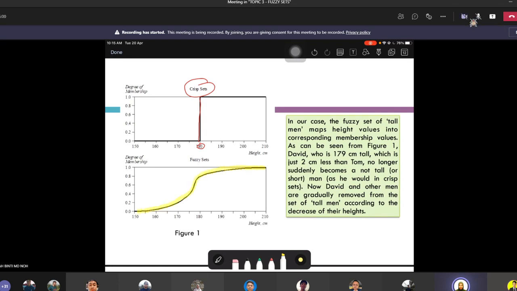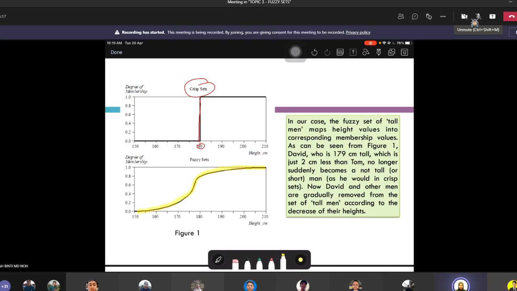So the line can be in any different shape. Sometimes it is a curvy line. Mungkin yang ni kita panggil sebagai S line shape. Kadang-kadang kita ada Z line shape. We can also have dalam bentuk triangular, trapezoid and also Gaussian punya shape.